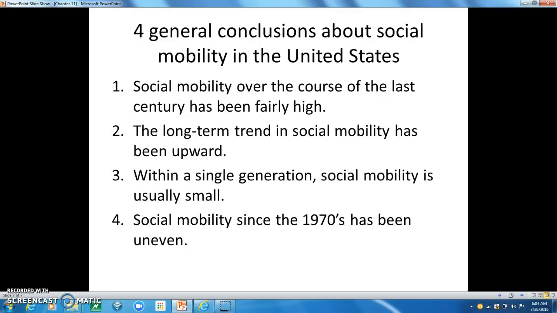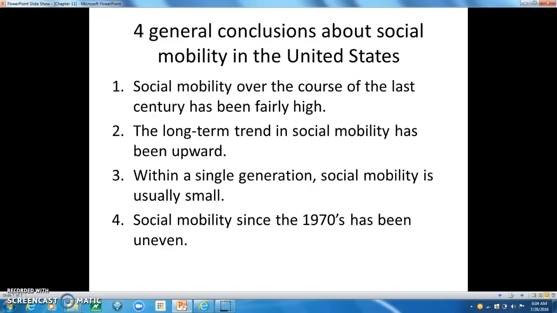Now, there are four general conclusions about social mobility in the United States. One, social mobility over the course of the last century has been fairly high. This is certainly what we would expect in an industrial class system. Number two, the long-term trend in social mobility has been upward. Industrialization, which greatly expanded the United States economy, and the growth of white-collar work over the course of the 20th century have certainly boosted living standards.